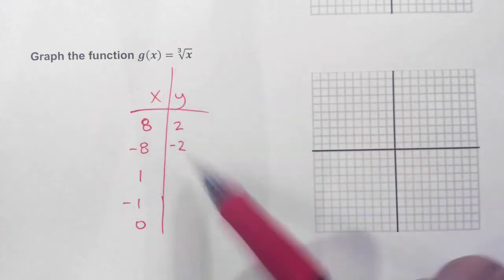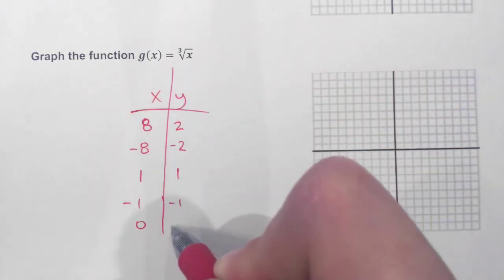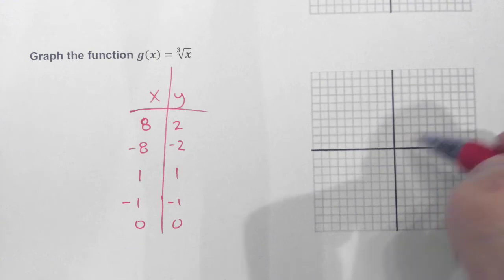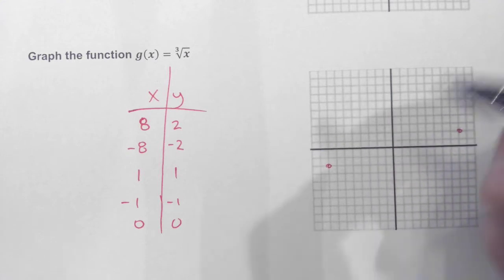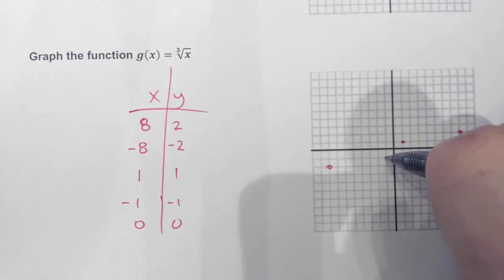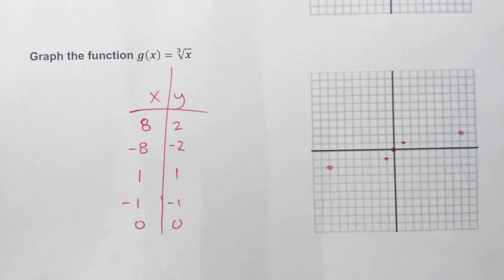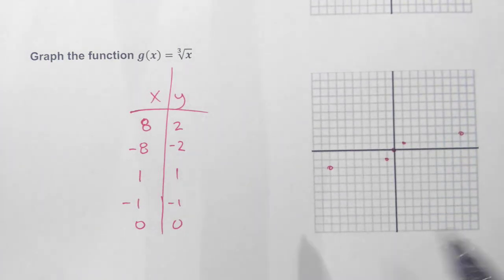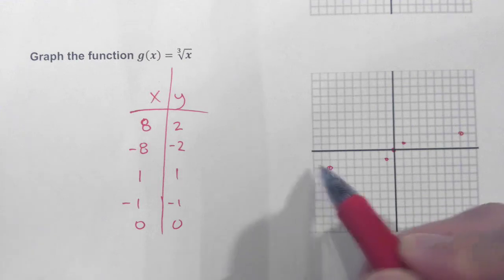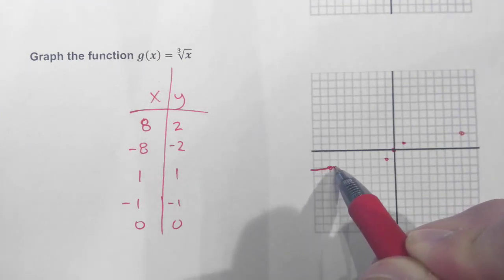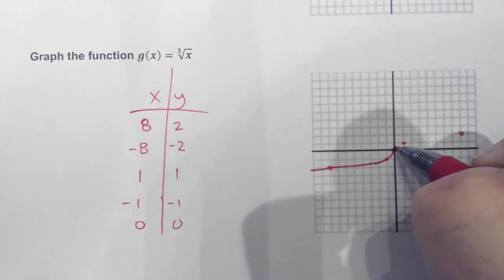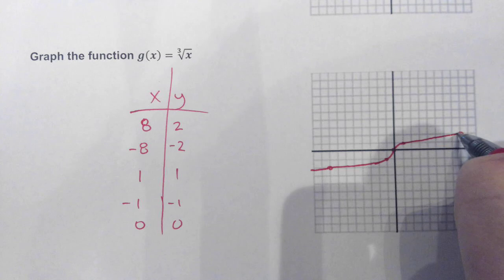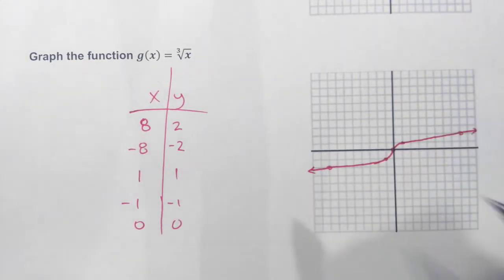So what's the cube root of 1? Well, it's 1. What's the cube root of -1? It's -1. What's the cube root of 0? It's 0. So we plot those points. 8, 2, -8, -2, 1, 1, -1, -1, and then 0, 0. So what's that look like? If you were to do some more points, it's kind of curvy in there, so don't make it all jaggedy. It goes like this. It hits here, and then it goes curvy, curvy, and then it goes like that. So that's what a cube root function looks like.